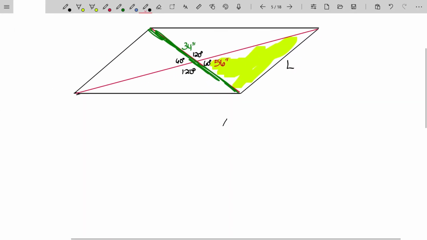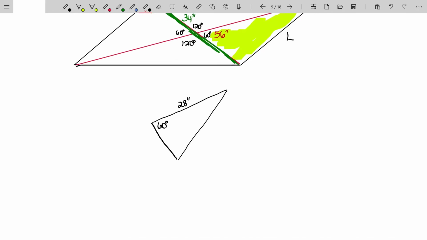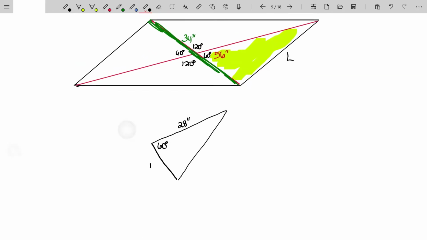So I'm going to freehand draw this. So we have this triangle right here. This is 60 degrees. This length right here is half of 56. Remember, the red length is 56. They intersect at the center. That's actually part of geometry. So if that's half the length, that's 28 inches. And the bottom length will be half of 34, which is 17 inches.